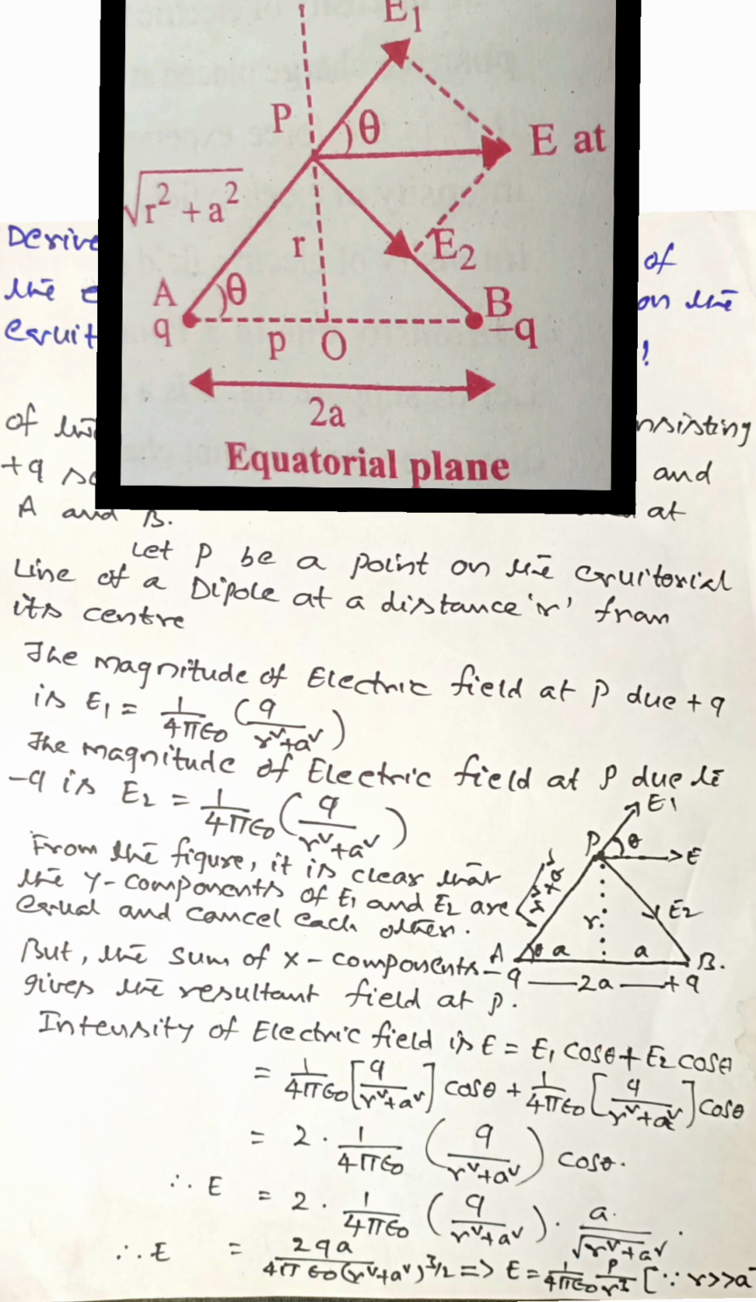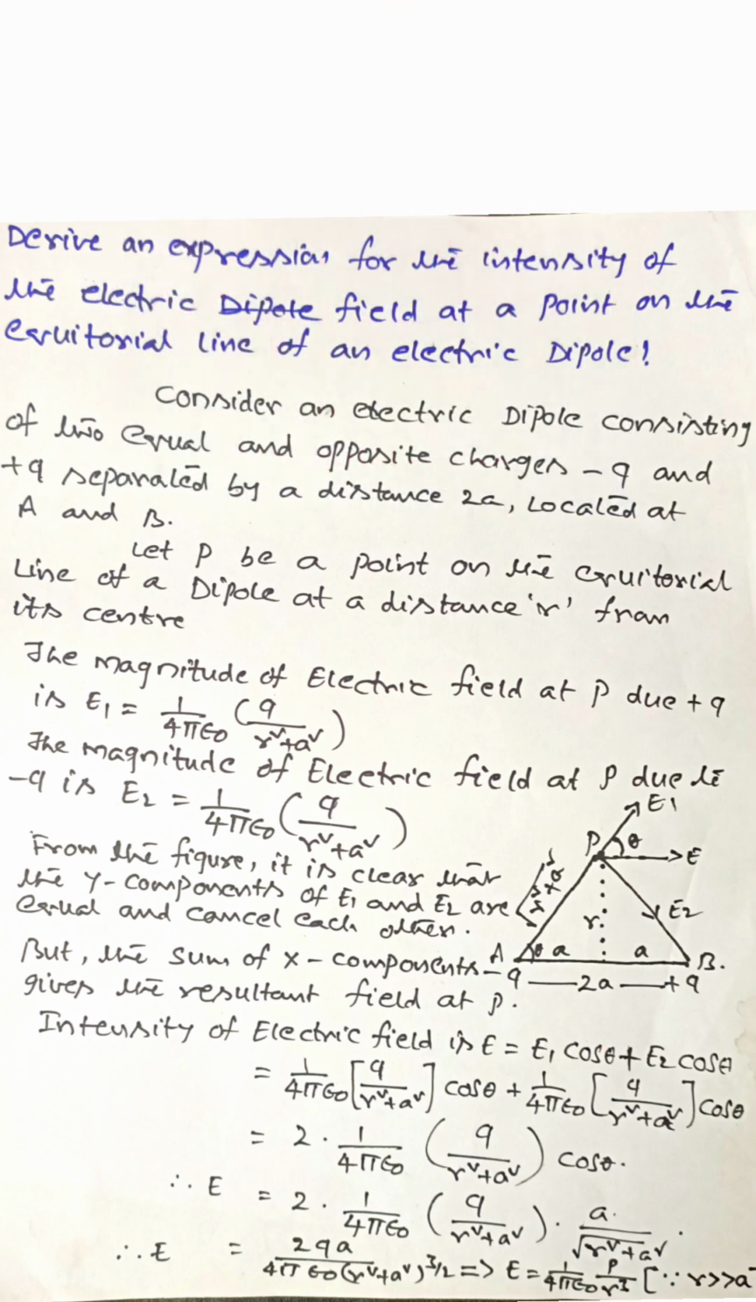Therefore, E is equal to 2qa by 4 pi epsilon naught into (r square plus a square) whole power 3 by 2, that is equal to E is equal to 1 by 4 pi epsilon naught into 2qa by r cube. Since r is very much greater than a, a square can be neglected. Therefore, the electric field intensity at a point on the equatorial line of a dipole is 1 by 4 pi epsilon naught into p by r cube.